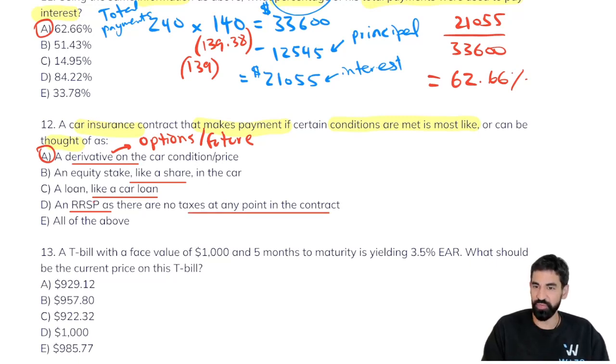No, RSP is a retirement plan that doesn't really have anything to do with car insurance. So it's only A. It's not all of the above.